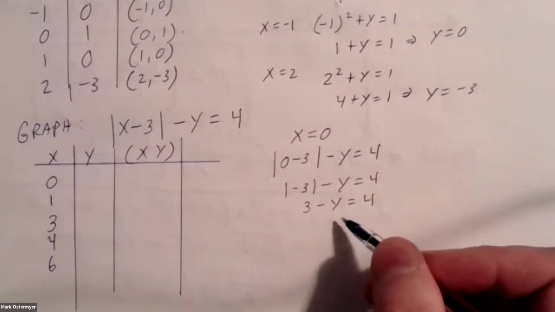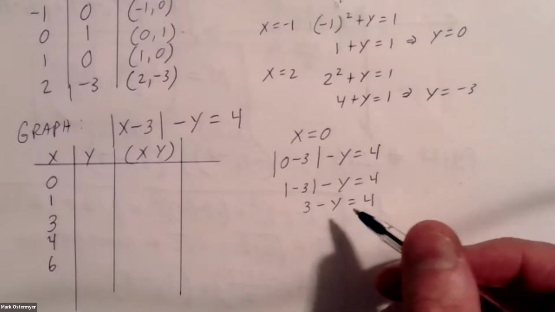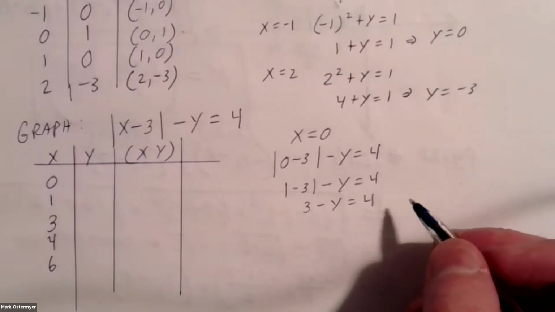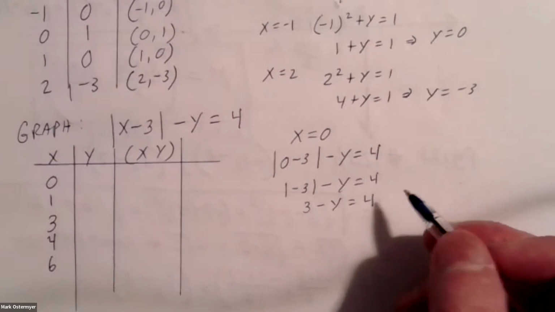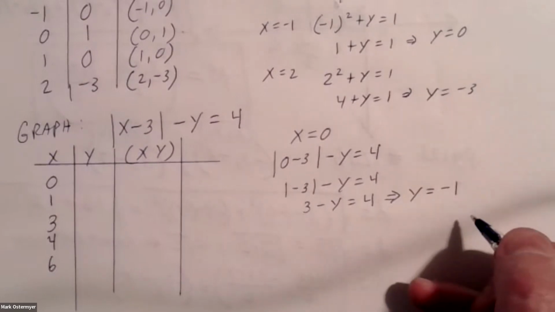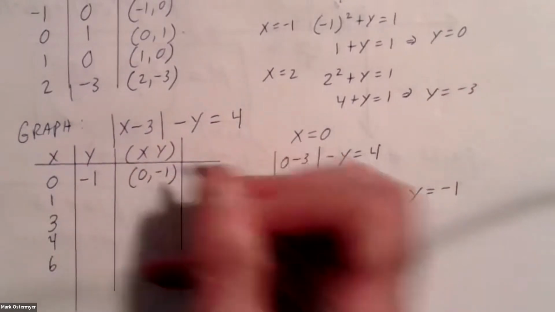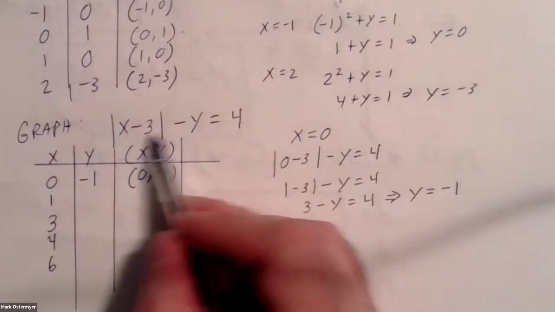And now we have to solve this equation for y. We could subtract 3 from both sides and then divide both sides by -1. We should get -1. So this would imply that y is equal to -1. So we have an ordered pair solution to our equation. So this point would be expected to lie on this graph.